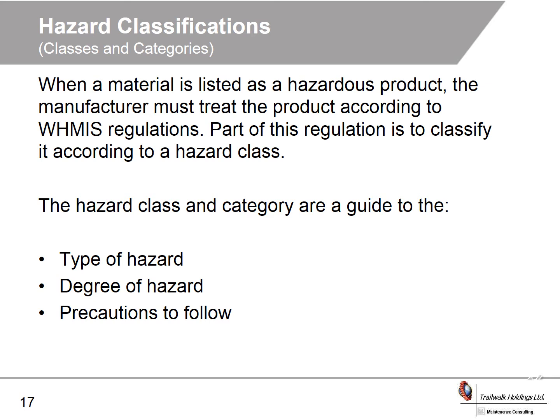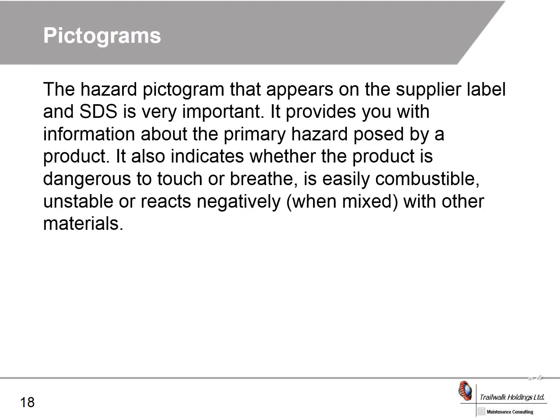When a material is listed as a hazardous product, the manufacturer must treat the product according to WHMIS regulations. Part of this regulation is to classify it according to hazard class. The hazard class and category are a guide to the type of hazard, degree of hazard, and precautions to follow. The hazard pictogram that appears on the supplier label and SDS is very important. It provides you with information about the primary hazard posed by a product.